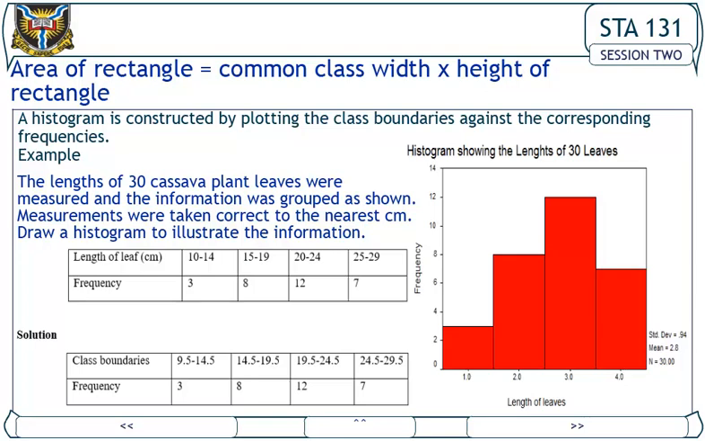Example: the lengths of 30 cassava plant leaves were measured and the information was grouped as shown. Measurements were taken correct to the nearest centimeter. Draw a histogram to illustrate the information. Solution: histogram showing the length of 30 leaves. Frequency against length of leaves. Standard deviation is equal to 0.94, mean is equal to 2.8, n is equal to 30.